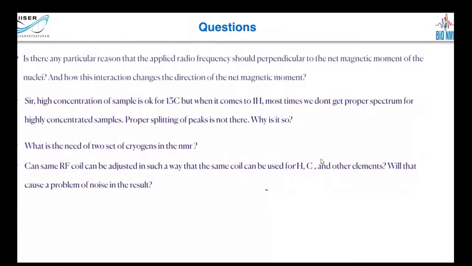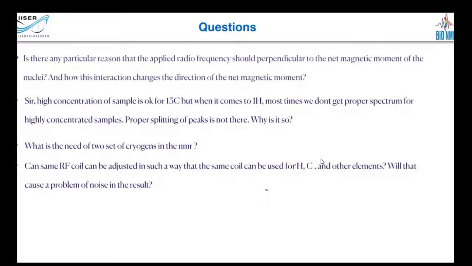Now the problem is when we have a proton at 9.4 Tesla, that means 400 megahertz, and carbon at 100 megahertz. That is a difference of a factor of 4, right? The proton frequency is 4 times higher than the carbon frequency. So if you tune it to carbon, and then try to reach proton with the same frequency, it will not be possible. There are no capacitors that can actually do it.